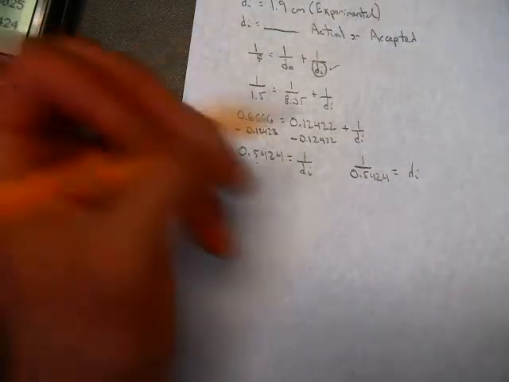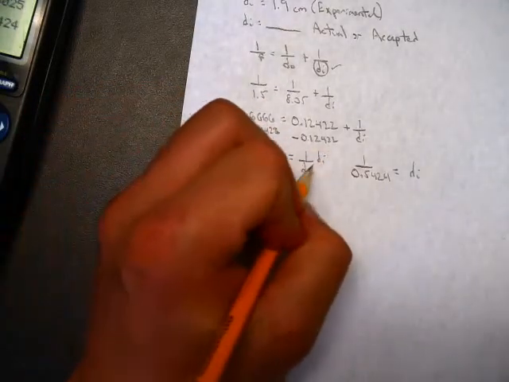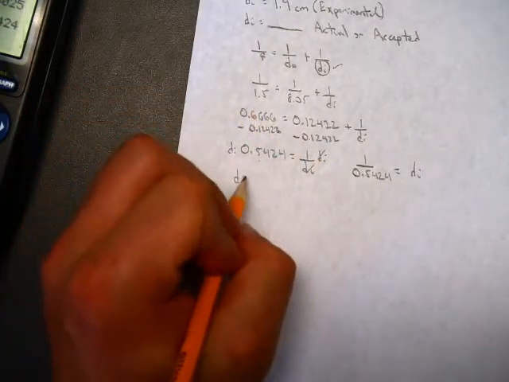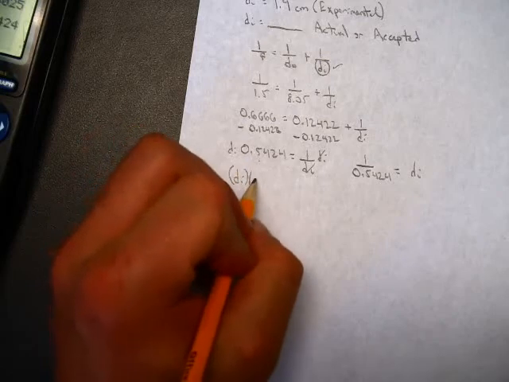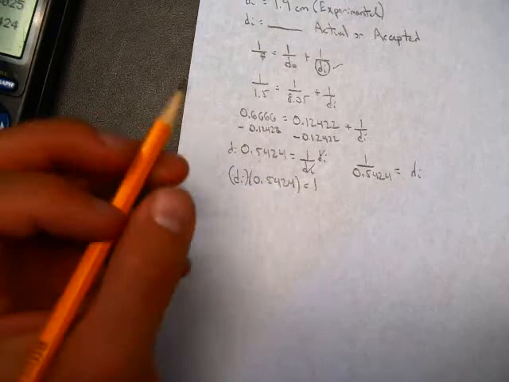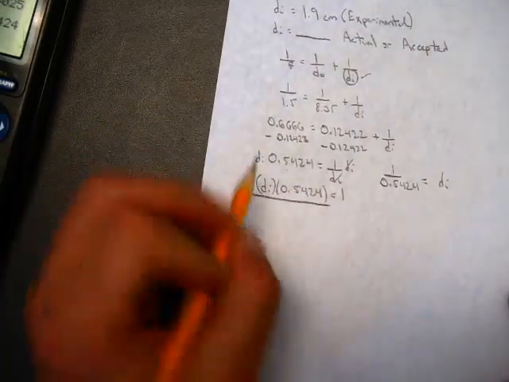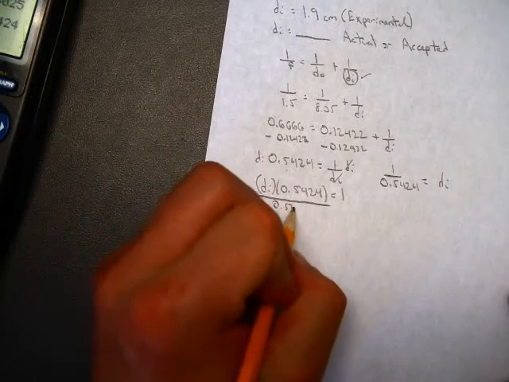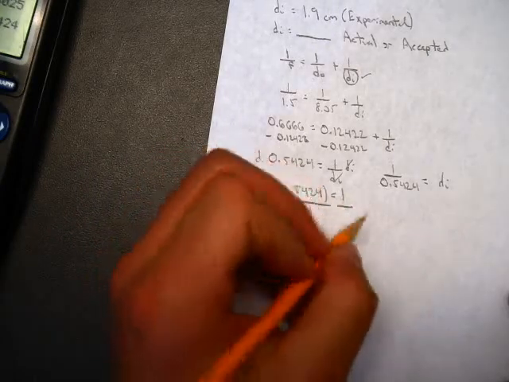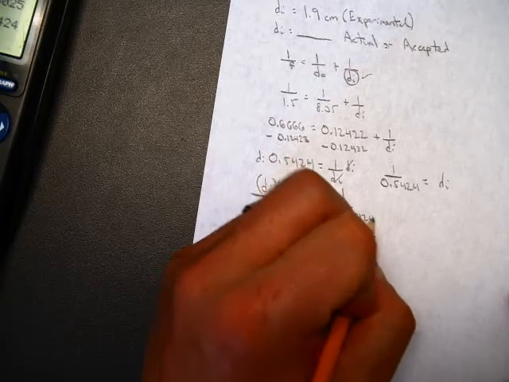So I want to get DI by itself. I multiply by DI on this side, I multiply DI on this side. These cancel. That gives me DI times 0.5424 equals 1. So I want to get this by itself. I divide, and what do you know? I get the exact same thing that I showed you with the shortcut. So if you forget it, just make sure your algebra skills are good, and you will be fine.